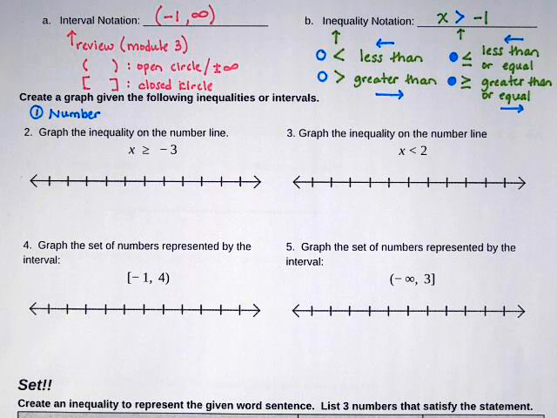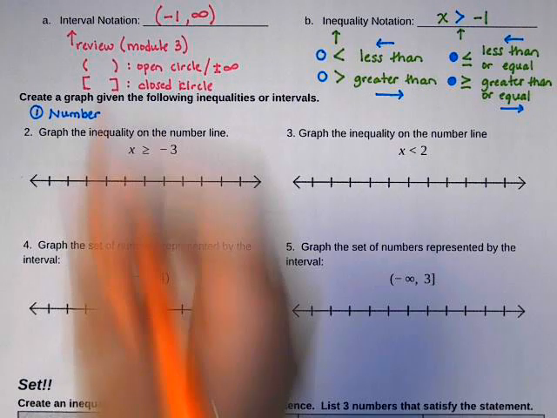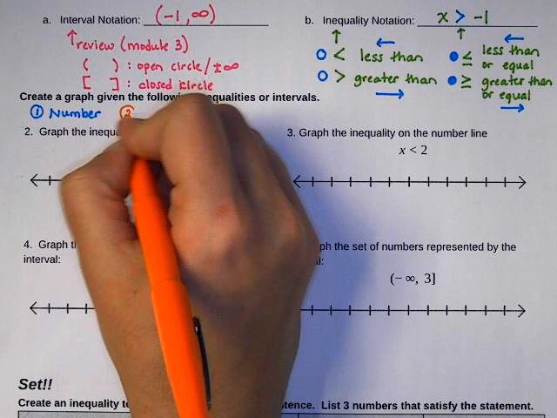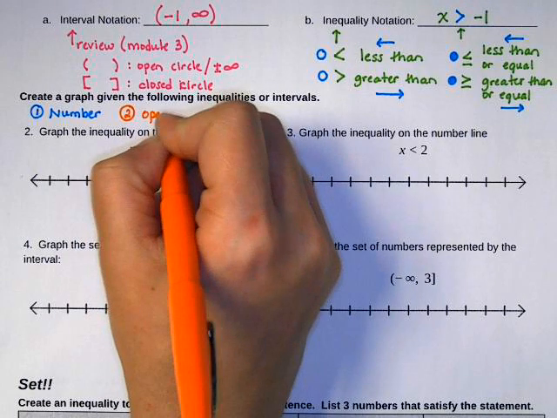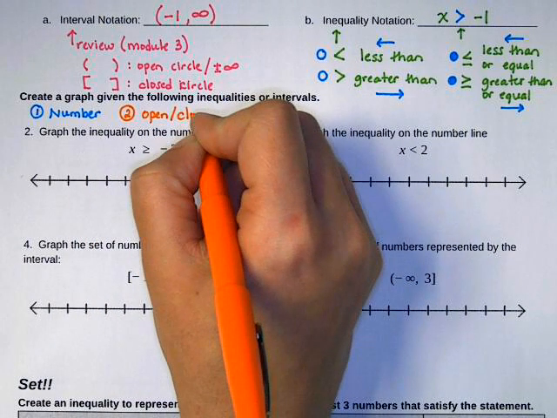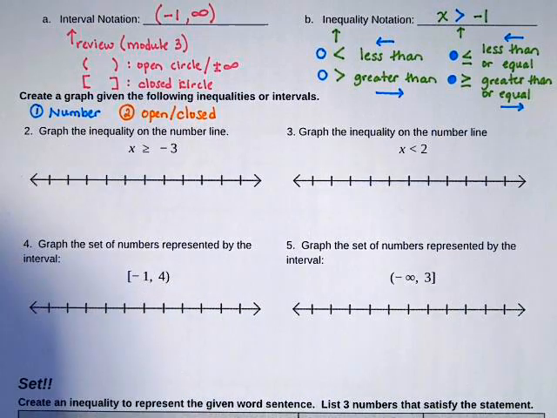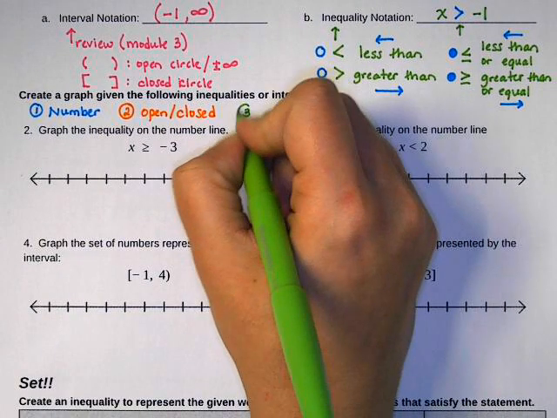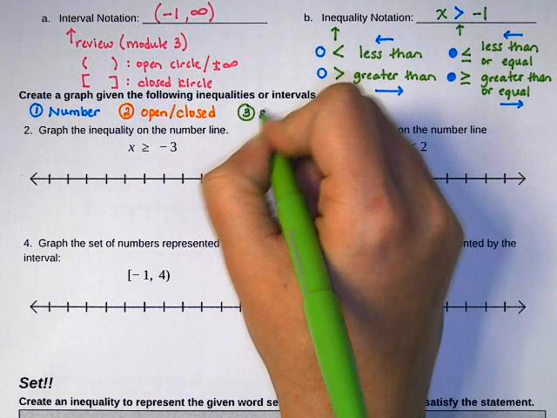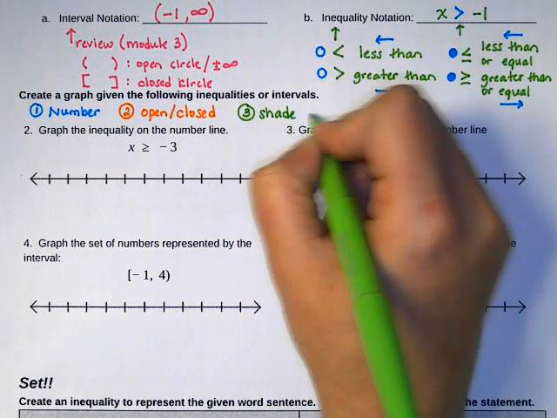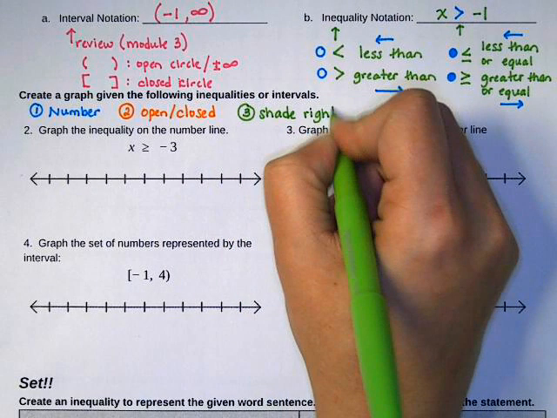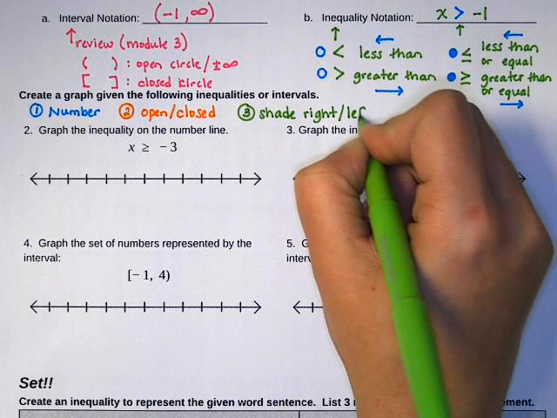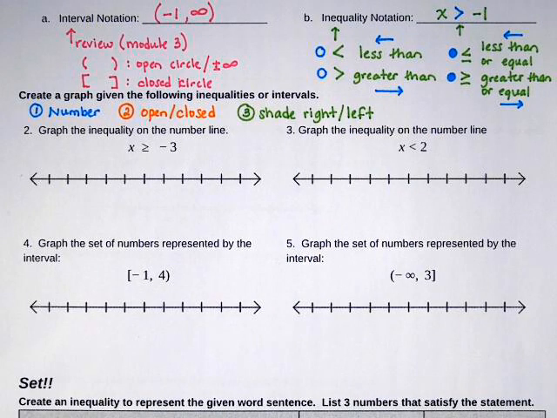The second step is to decide whether you have an open or a closed circle at that number. And the third step is to shade to the right or shade to the left, depending on the symbol. So let's go through those steps for each of these problems.